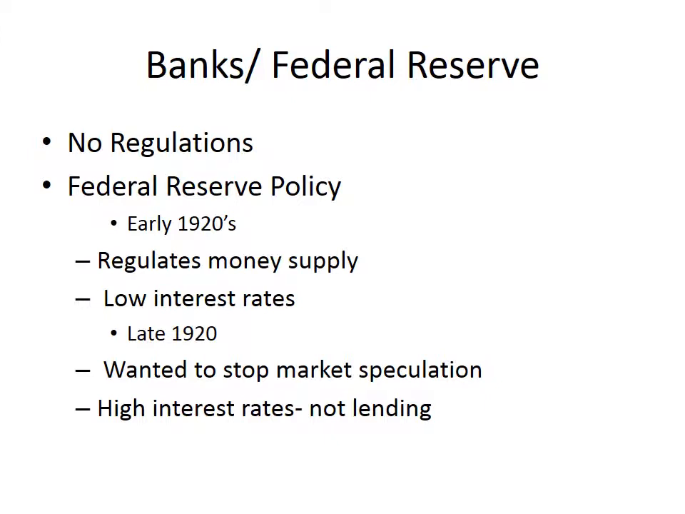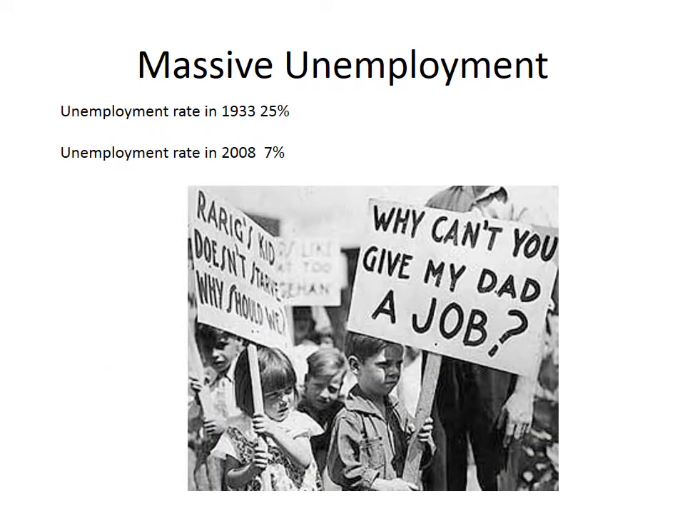You do need to be aware of the Federal Reserve policy. In the 1920s, they had very low interest rates. They were encouraging people to make these risky investments in the stock market by offering really low interest. Well, when the stock market started to fall, they wanted to stop speculation, and so they jacked up interest rates, which is going to stop lending and stop investment. So this Federal Reserve policy also dramatically hurt the economy. Massive unemployment.